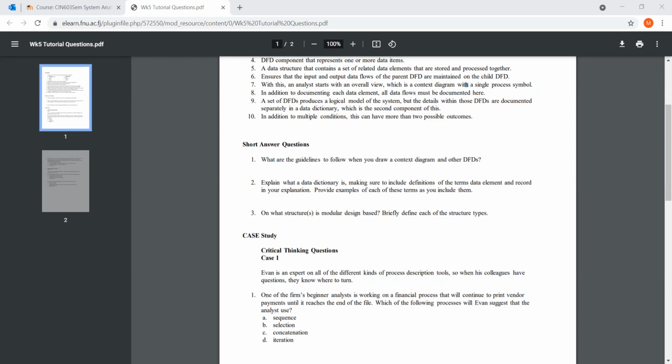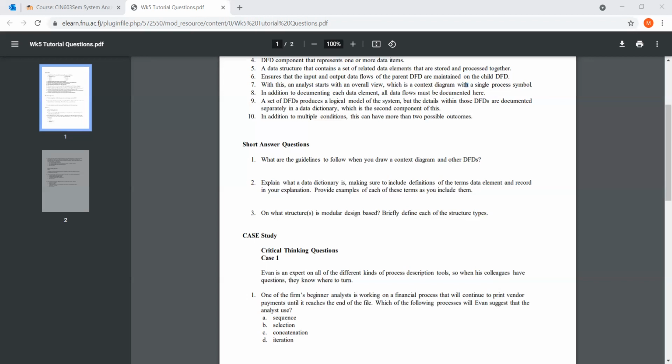Now, short answers, question number 1. What are the guidelines to follow when you draw a context diagram and other DFDs? Now, we have already discussed this, but I'm still recalling the answers. So there are 4 points. Those of you who have already written the answers can cross-check. 1, draw the context diagram so it fits on one page. Next point, use the name of the information system as the process name in the context diagram.